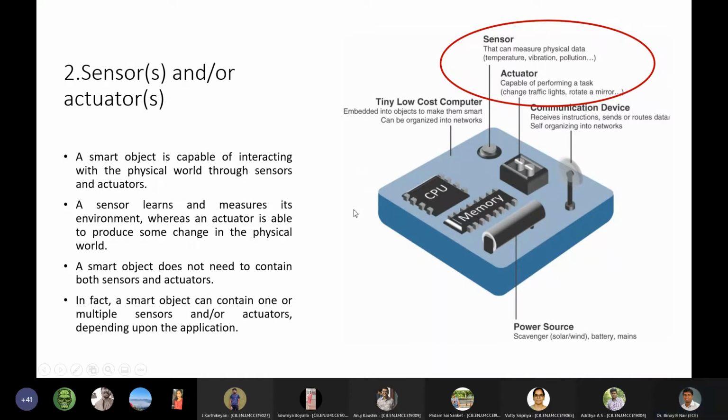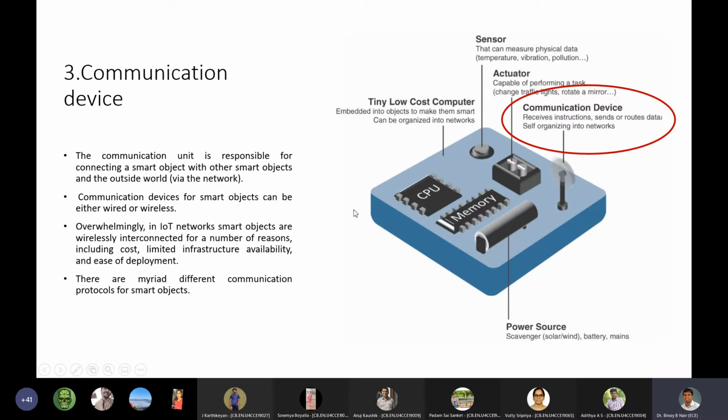Okay, so we'll go to the third one. The third case is that of a communication device. This is obviously compulsory because it is called Internet of Things, right? Internet. So you need to connect to the internet, or you need to connect to the cloud, or you need to connect to the other devices. So for that, some kind of communication is needed.